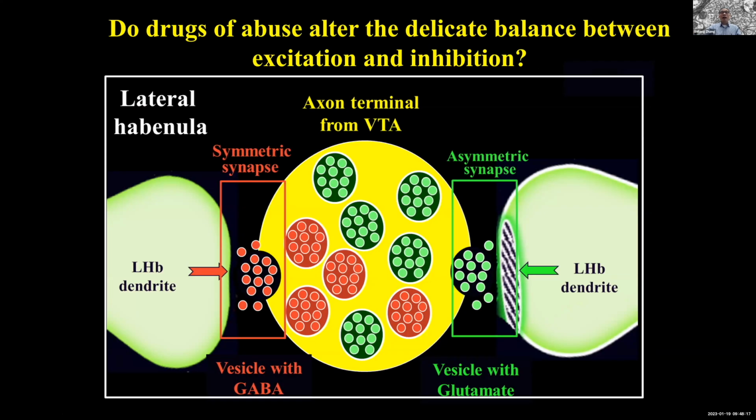However, we were not sure whether these two dendrites are from the same neuron or different neurons, because we did the serial section by TEM, but there are limited serial sections. We cannot answer the question, like, does drug abuse alter the delicate balance between excitation and inhibition.